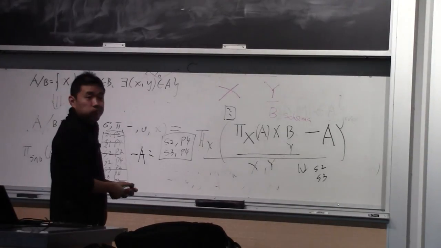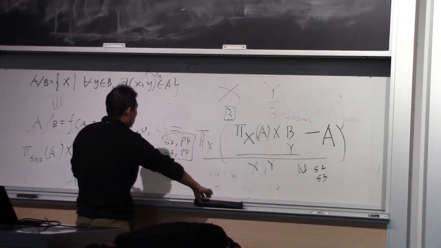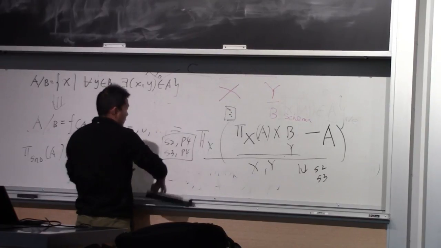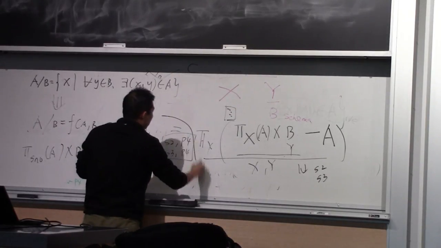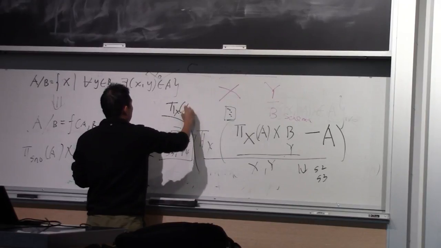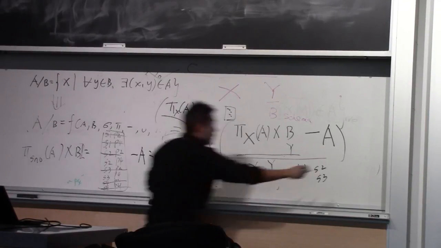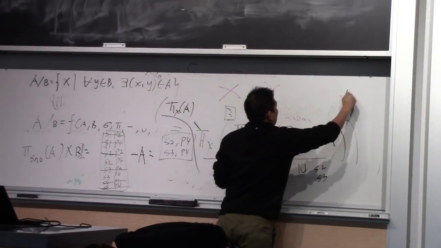Okay? So the total construction in the end is here: projection of X out of A, minus this. This whole thing gives you A divided by B.